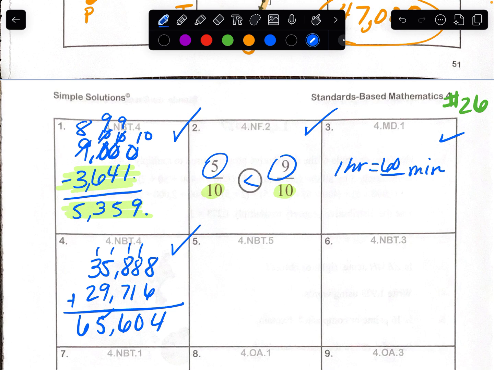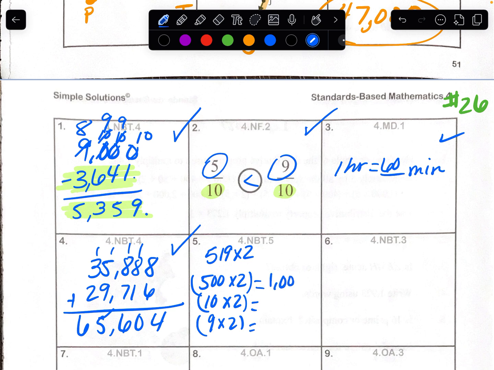All right, number 5, use the distributive property to multiply 519 times 2. We know how to do this. You could do 500 times 2, 10 times 2, and 9 times 2. That's using that expanded form distributive property. All right, so 500 times 2 is going to give me 1,000. 10 times 2 is 20. 9 times 2 is 18. For the product of 1,038.